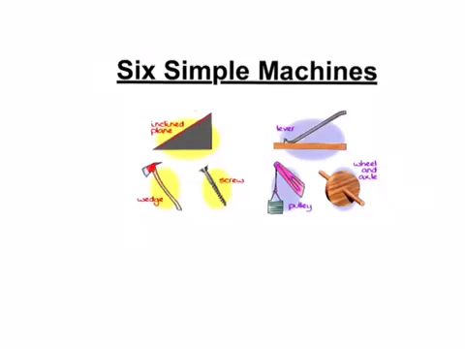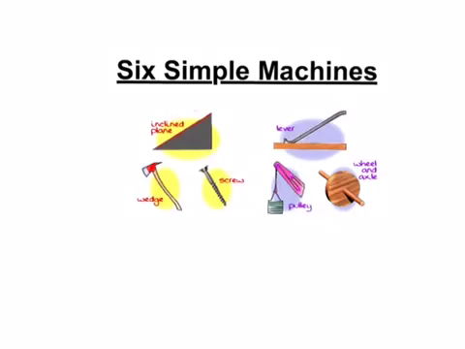Hello, today we're here to talk about the 6 simple machines in physics. There's 2 main types, the inclined plane and the lever, but from those 2 main types, we also get a few more. From the inclined plane, we also get a wedge and a screw, and from the lever, we also get a pulley and a wheel and axle. So let's go through these, look at some real-world examples, and discover why we use them.